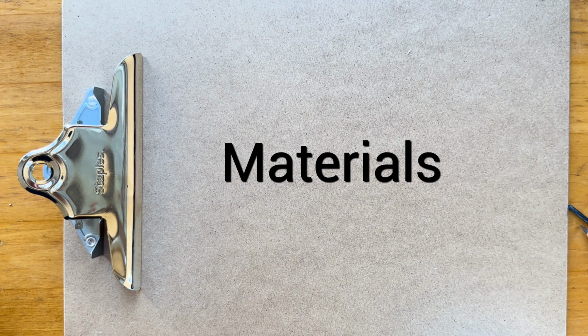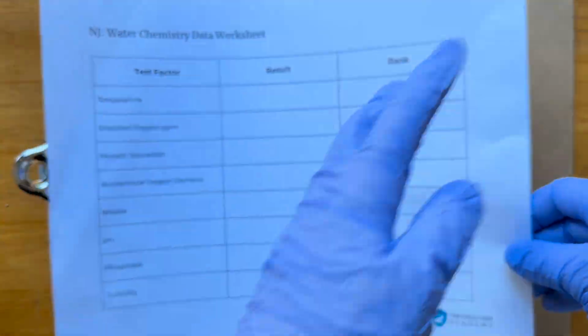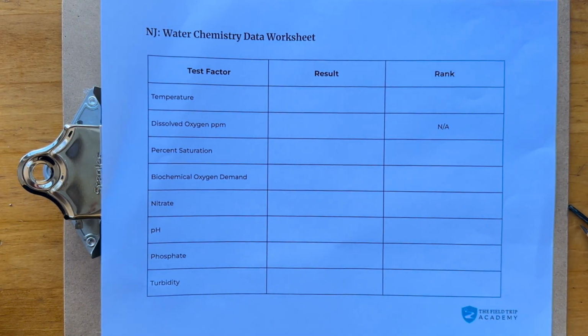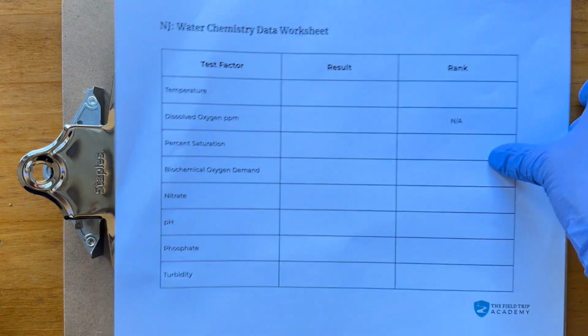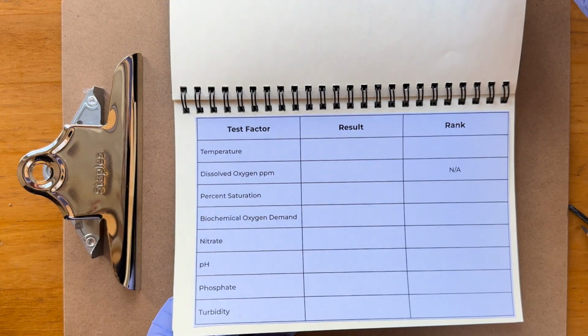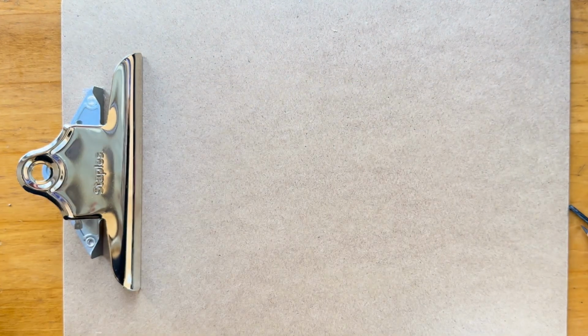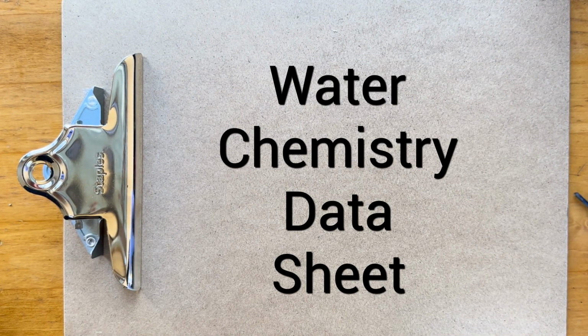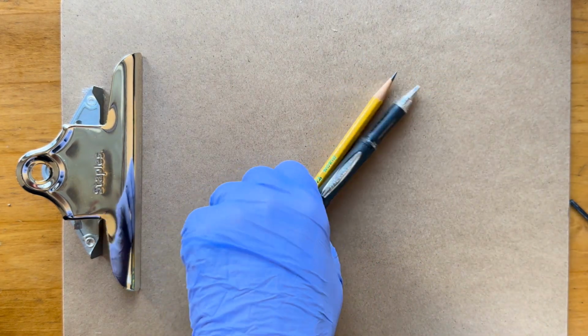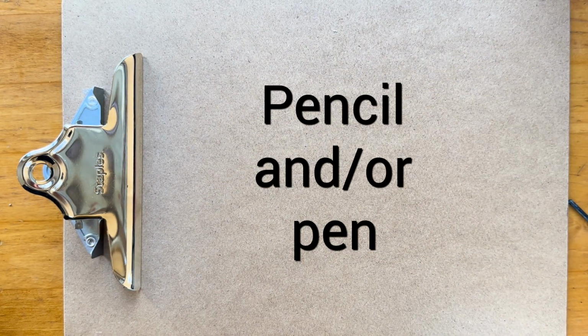So let's go through the materials that you're going to need to bring on your field trip. First of all, you need to print out the water chemistry data worksheet, and you can either have it in the full form that would go on a clipboard, or you can have it like this in your nature journal. In addition, you're going to need a pencil or a non-smudge pen to do your writing of your data results.